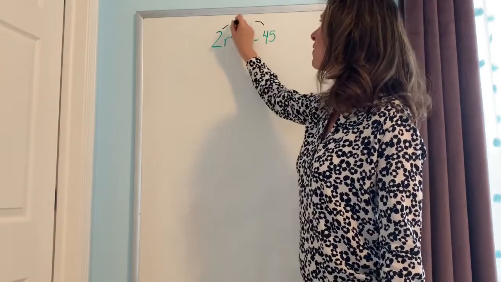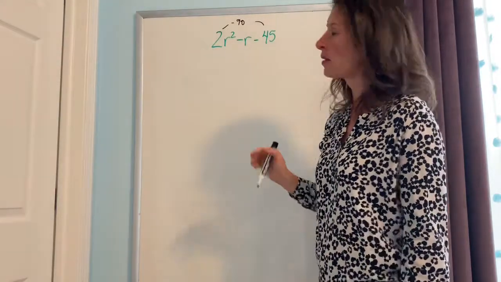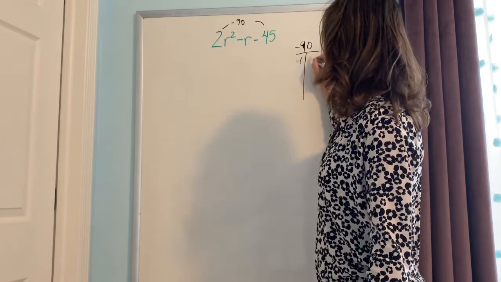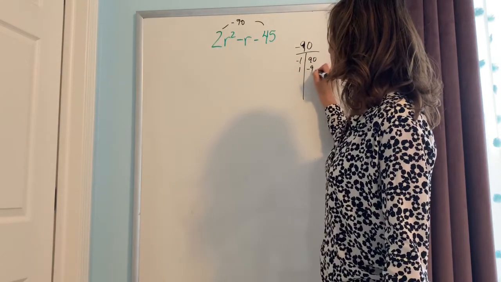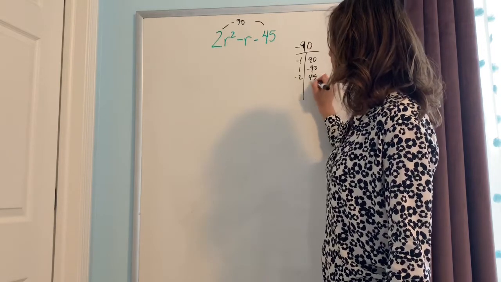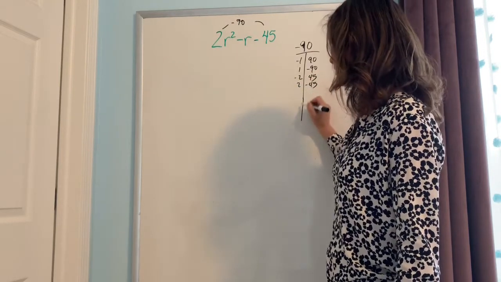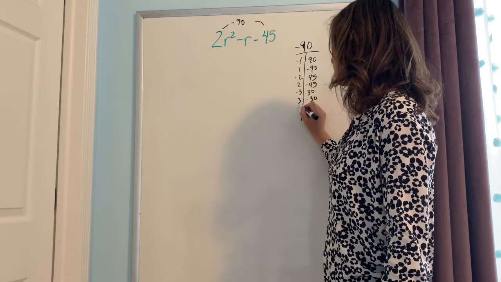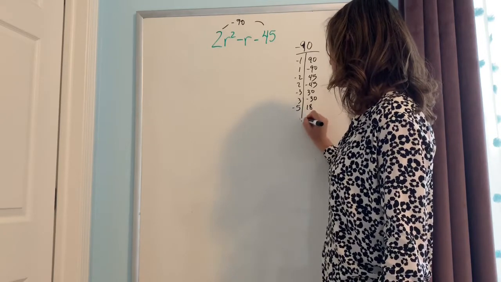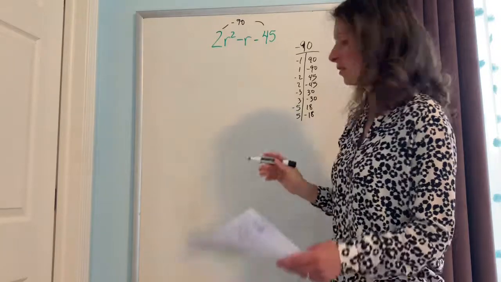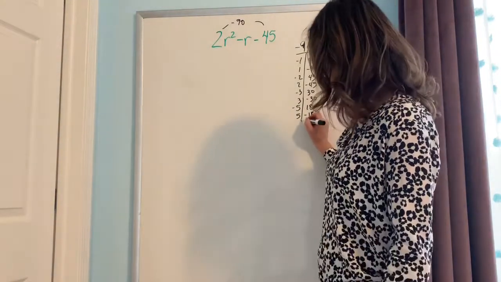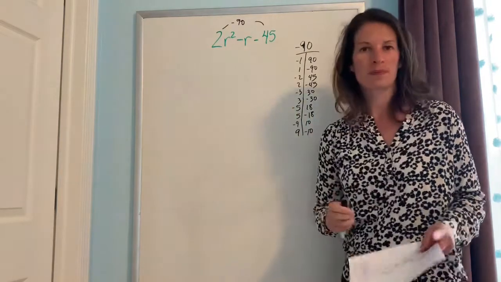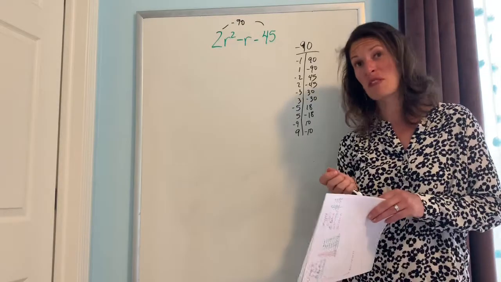2 times negative 45 is a negative 90. So we're going to write all of the factors of negative 90: negative 1 and 90, 1 and negative 90, negative 2 and 45, 2 and negative 45, negative 3 and 30, 3 and a negative 30, negative 5 and 18, 5 and a negative 18, and also negative 9 and 10, and 9 and a negative 10. Negative 90 is a lot of factors. Thanks for sticking with me.